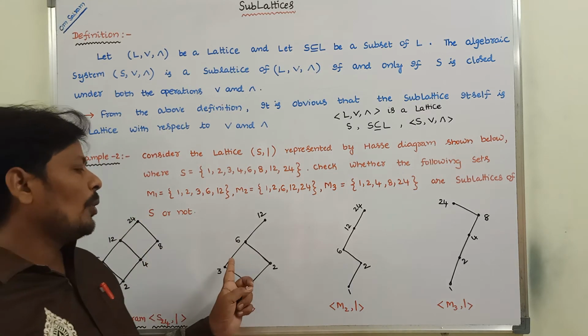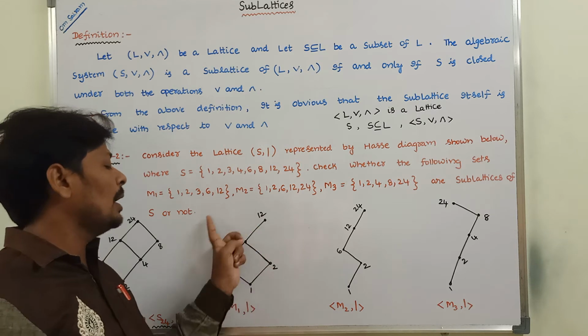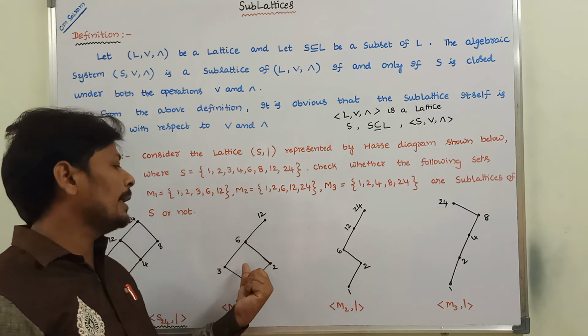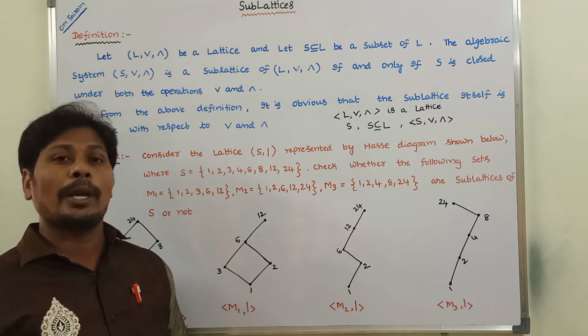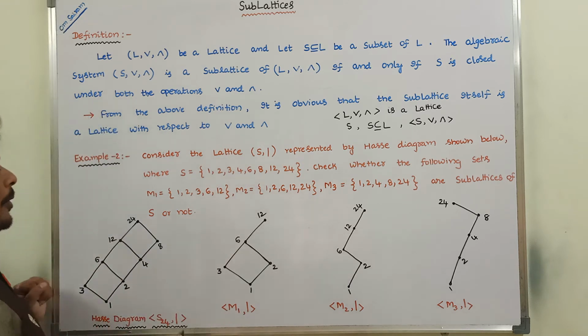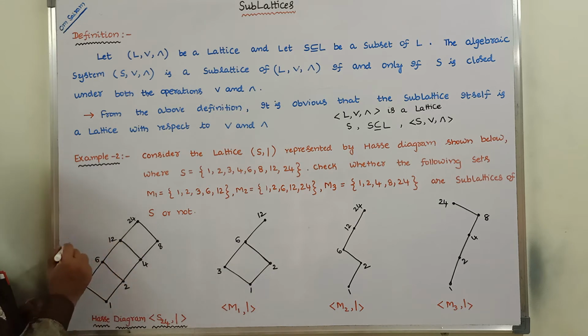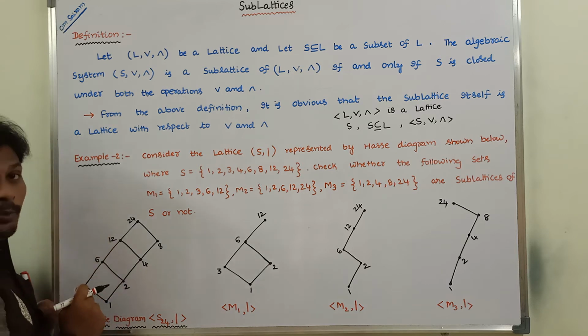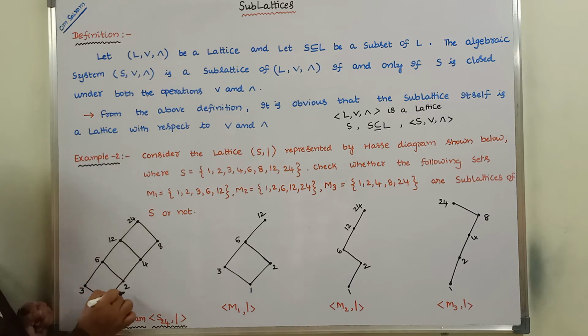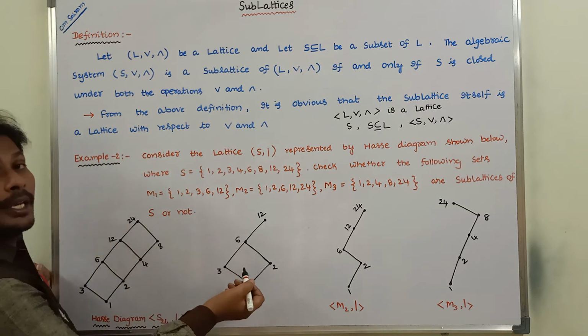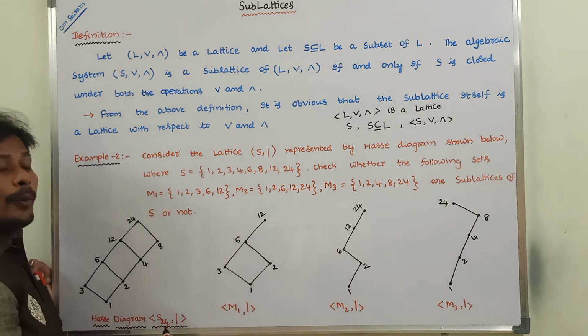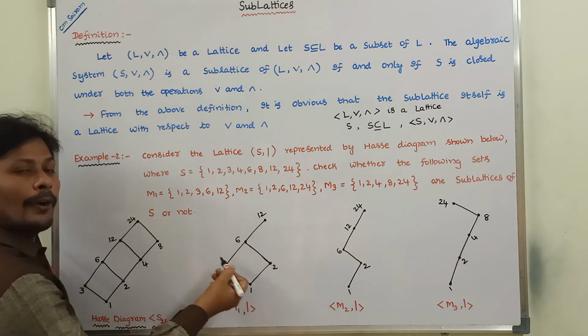So for any pair of elements of M1, both the least upper bound and the greatest lower bound exist. Now for that pair of elements in the main Hasse diagram, whatever pair we take from 1, 2, 3, 6 and 12, what is the least upper bound? We can take any pair of elements of M1, and the same LUB and GLB also exist.